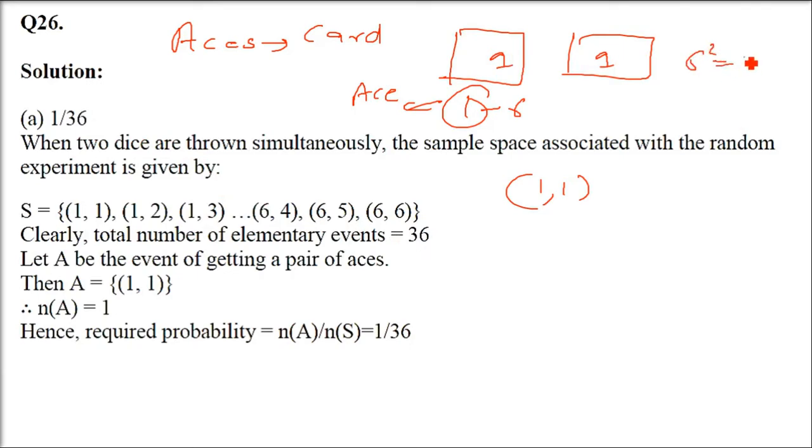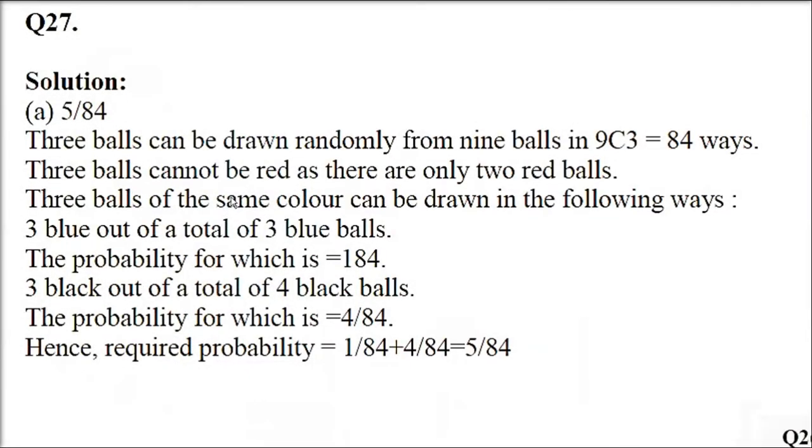So what is the total number of cases? 6 square, that is 36. 1, 1 can come only one time. So only 1 will be here. 1 by 36 will be the answer. Favorable case is 1. Total number of cases 36.